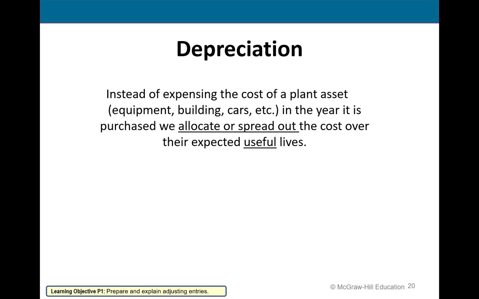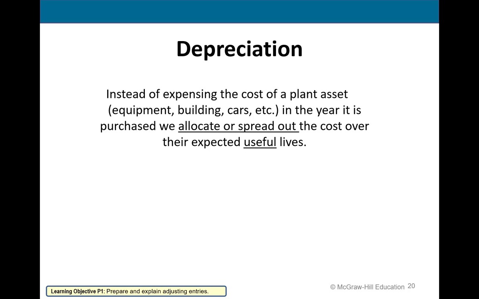A special category of prepaid expenses is plant assets, which refers to the long-term tangible assets used to produce and sell products and services. Plant assets are expected to provide benefits for more than one period. Good examples of plant assets are buildings, machines, vehicles, fixtures.